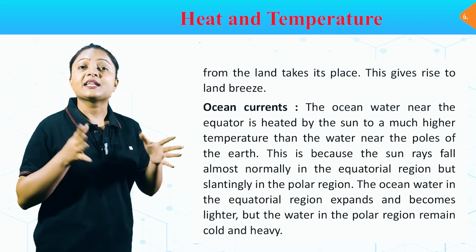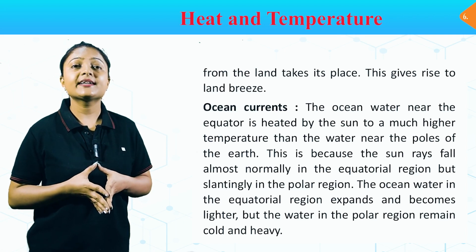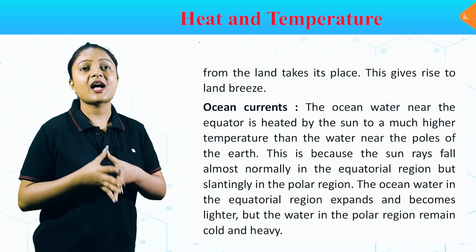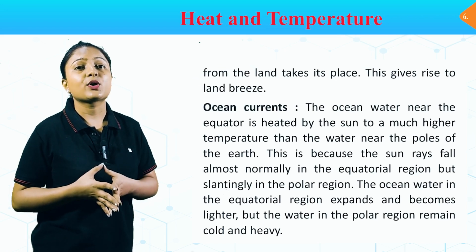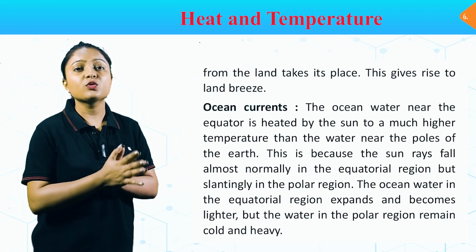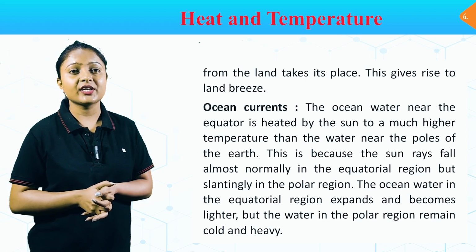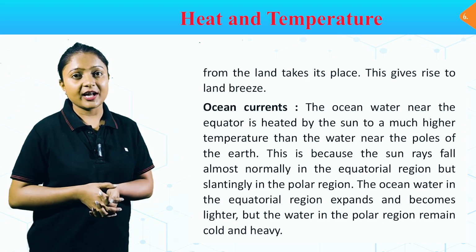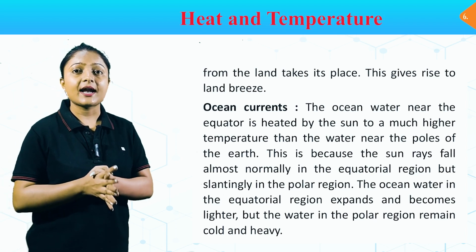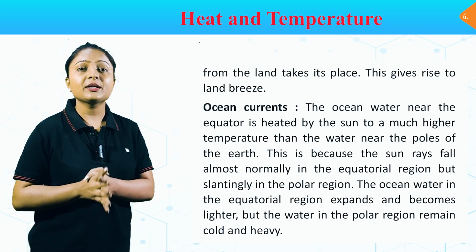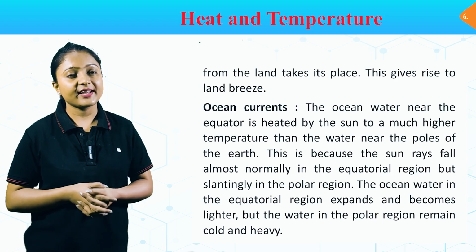Ocean currents. The ocean water near the equator is heated by the sun to a much higher temperature than the water near the poles of the earth. This is because the sun rays fall almost normally in the equatorial region but slantingly in the polar region. The ocean water in the equatorial region expands and becomes lighter, but the water in the polar region remains cold and heavy.